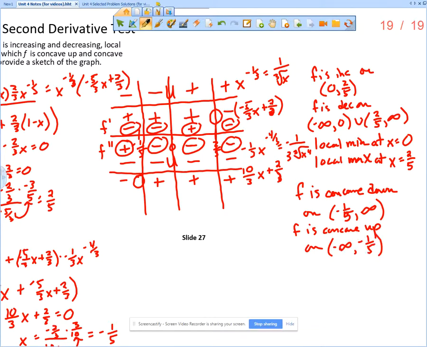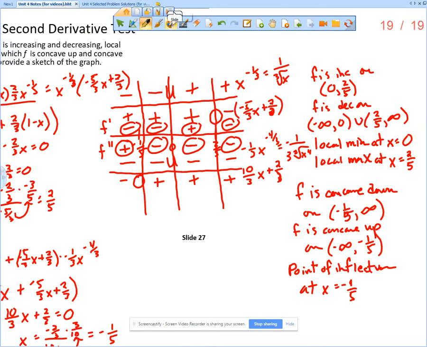All right, so now the other thing we can do with the second derivative is figure out points of inflection. So point of inflection, well, whenever f double prime changes sign. So positive to negative, negative, negative. So point of inflection only occurs at x equals negative 1/5. All right, and so now what we want to do is use both the first and second derivative together to sketch a graph.